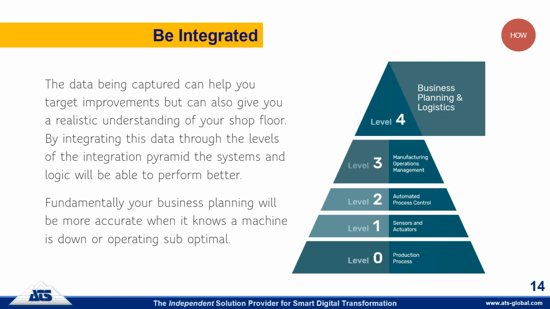Be integrated. On the right there I've got the different layers of the ISO 95 integration pyramid. We've got level 0 production processes, level 1 sensors and actuators, going up to automated process control, manufacturing operations management, and then up at the top to business planning and logistics. The data being captured can help you to target improvements, but it can also give you a realistic understanding of your shop floor.